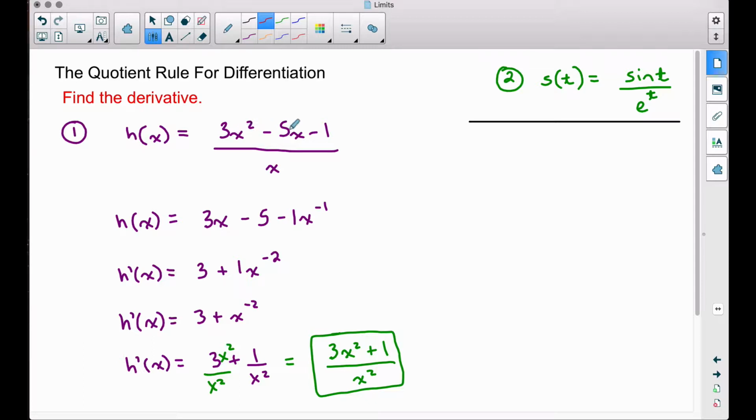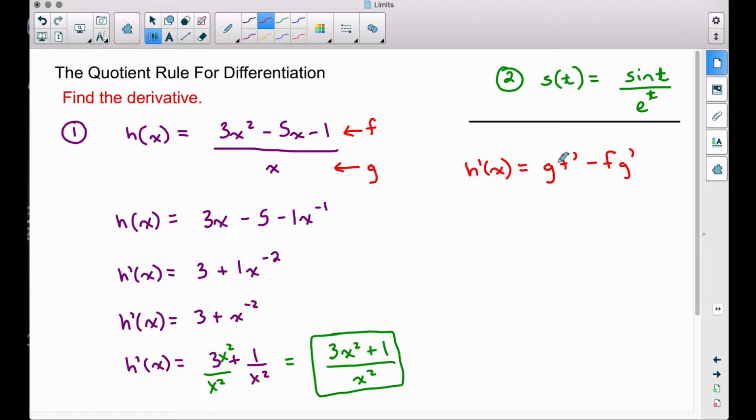We have really a quotient of two functions. We got this function up top, this trinomial, and then we have this function at the bottom, this x. Let's call this top function f, and let's call this bottom function g. A way that we can find a derivative using the quotient rule for differentiation is, I'm going to call this h prime of x is equal to, we take our bottom function, we multiply it by the derivative of the top, so that's our bottom function times the derivative of the top, g f prime. Then we subtract f times g prime.